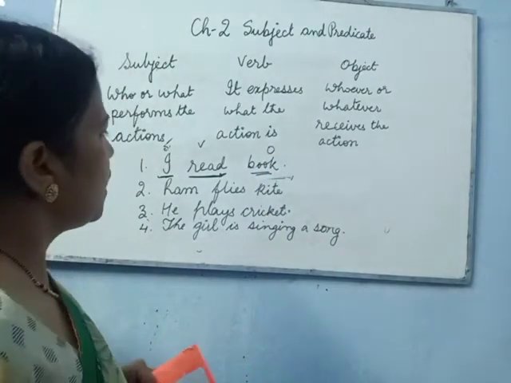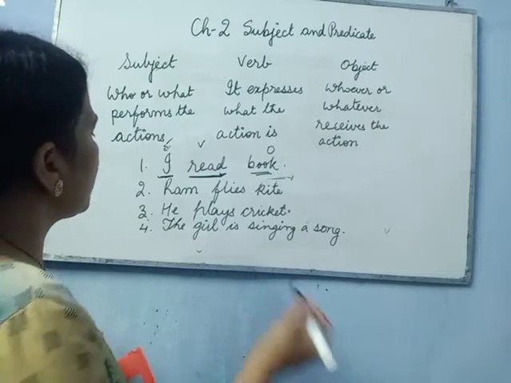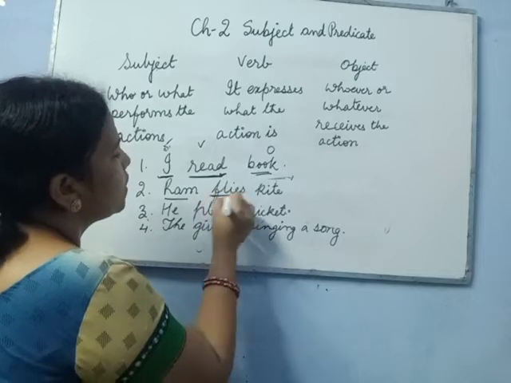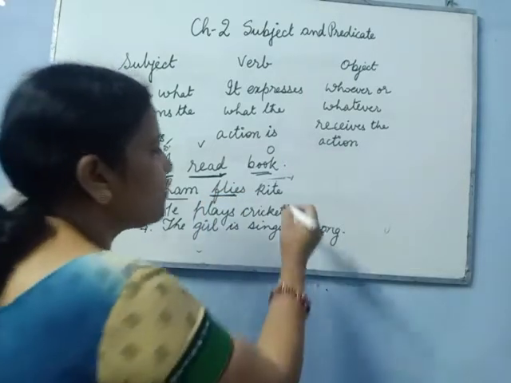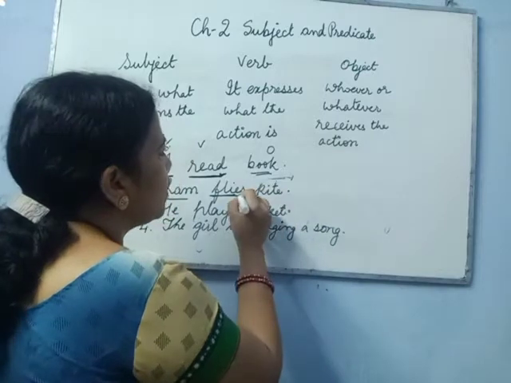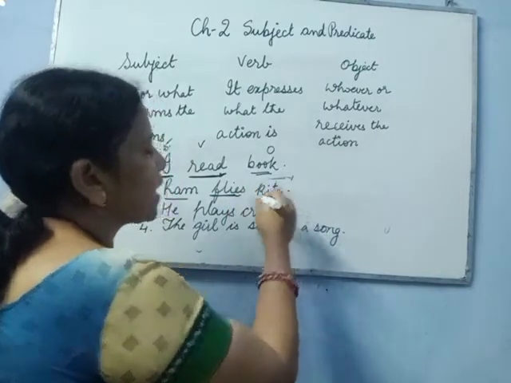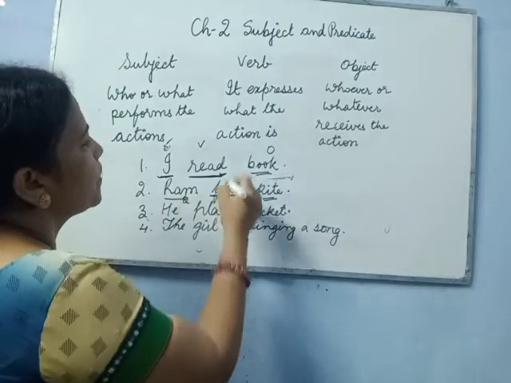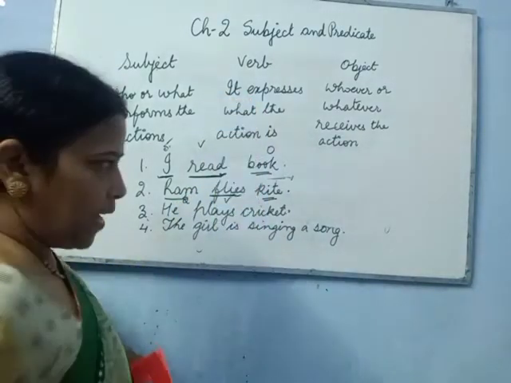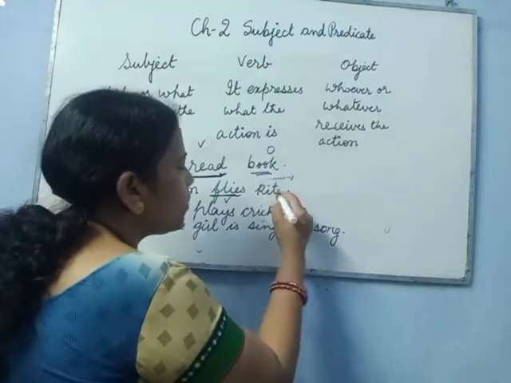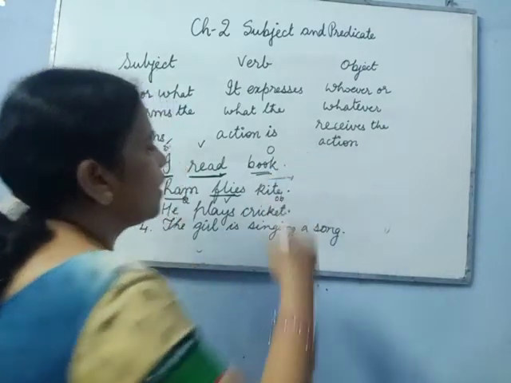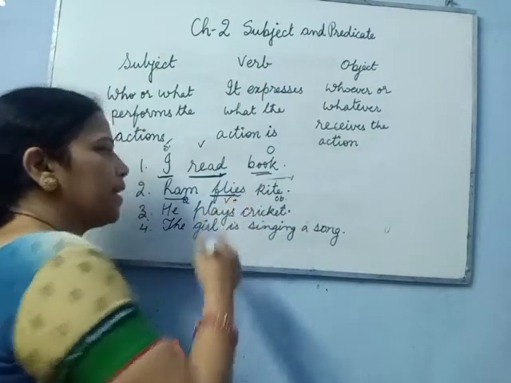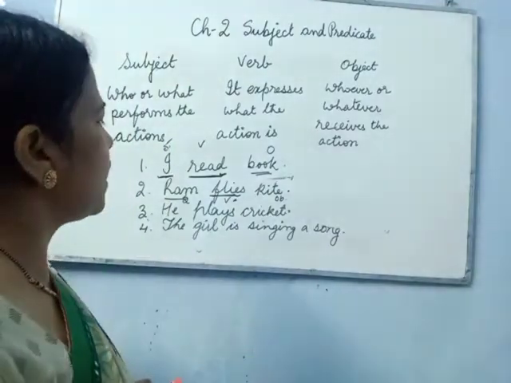Now next one. Ram flies kite. Who is flying kite? Ram. Action being done? Flies. What is he flying? Who is the receiver of the fly? It is the kite. Understood? So here subject is Ram. Flies is verb. Kite is the object. Okay? Kite is the object, that is receiving the action of fly. So this is subject, verb, object.